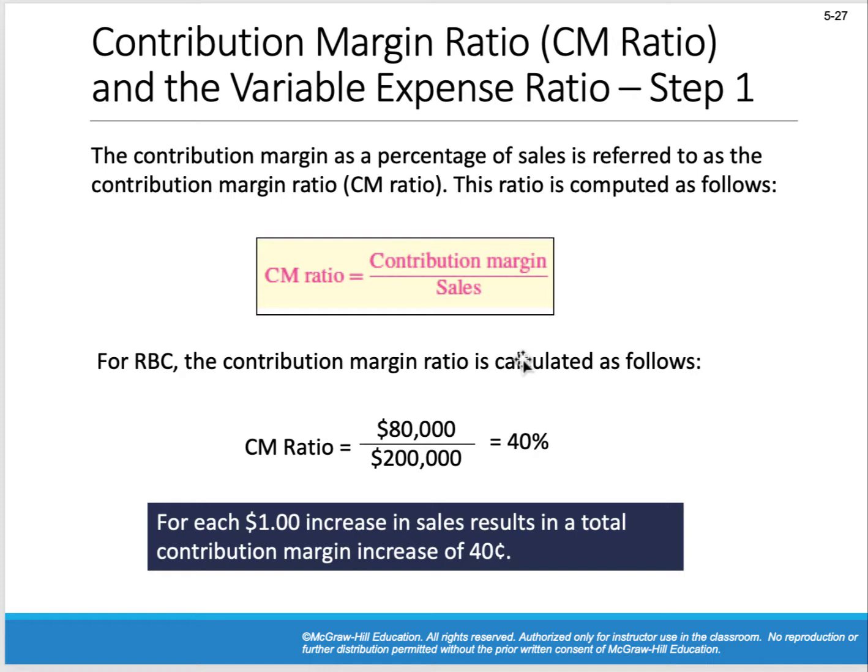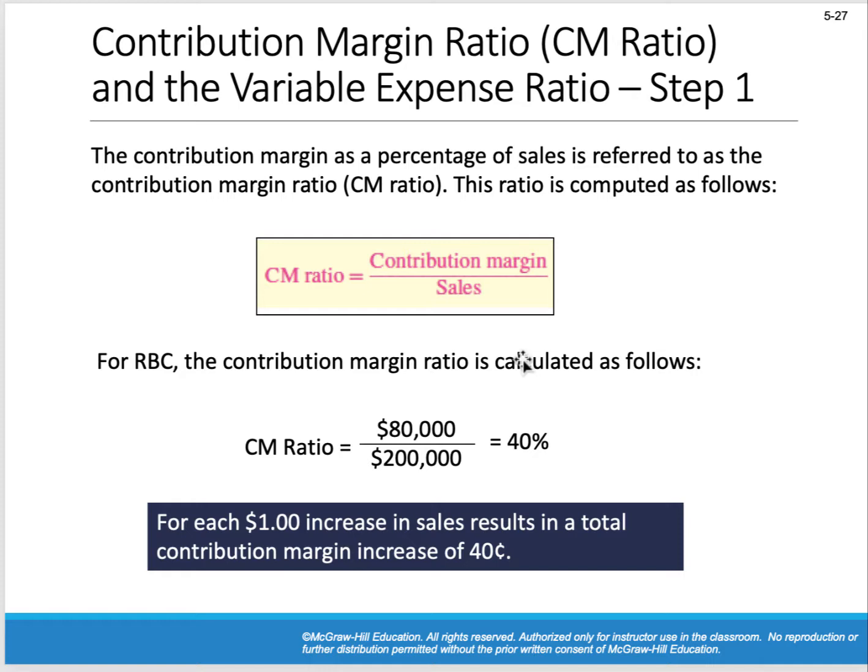And the CM ratio, or the contribution margin ratio, it's very easy to calculate. All we need to do is divide the total contribution margin by the total sales. That gives us our contribution margin ratio. So let's look at an example here. We have a contribution margin of $80,000. What's our sales level? Well, our sales level has to be $200,000, right? So we take the CM of $80,000 divided by the sales of $200,000, we get 40%.